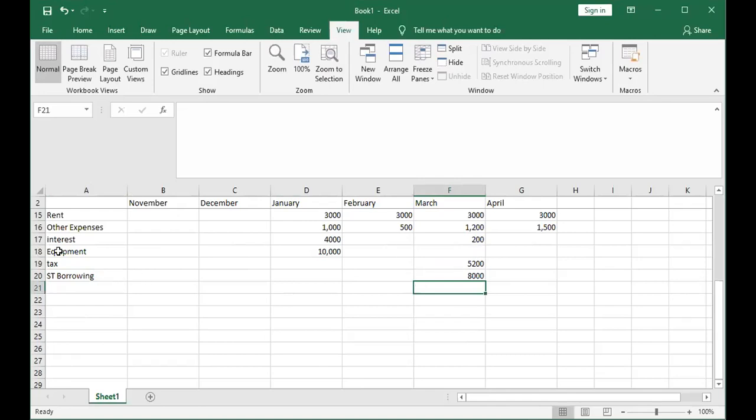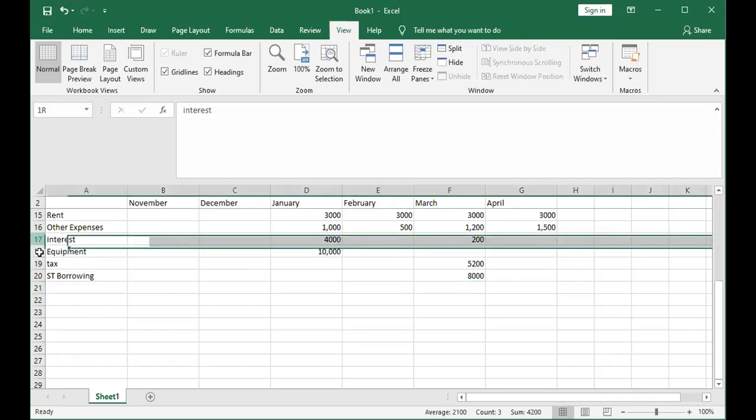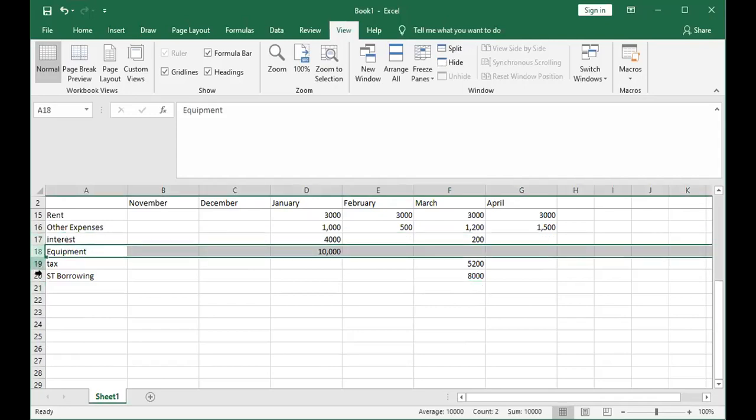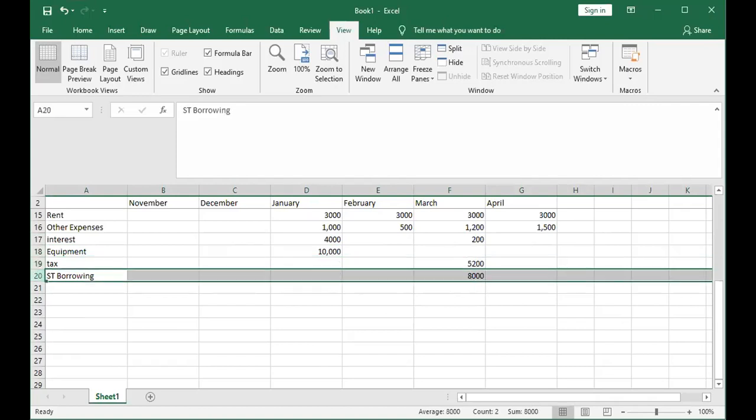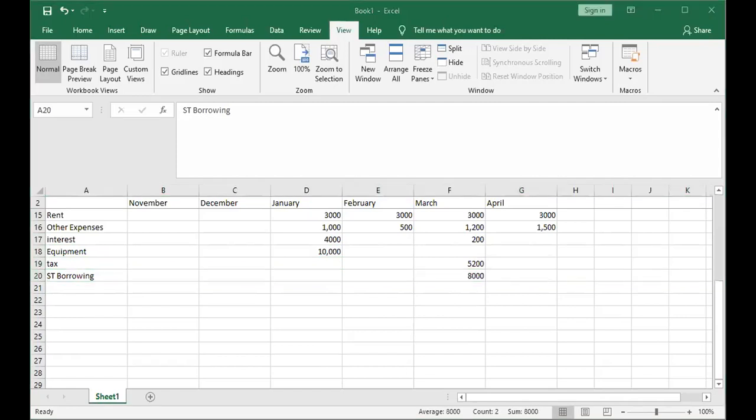So we are done with interest, equipment, tax due in March, and also short-term borrowing due in March. And what else? 200,000 for two. Okay, done. So that's all for the cash disbursement.